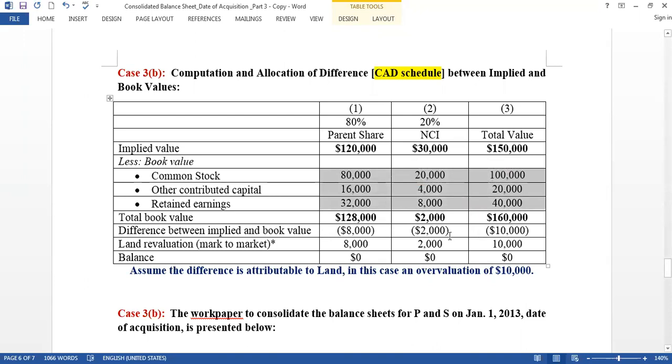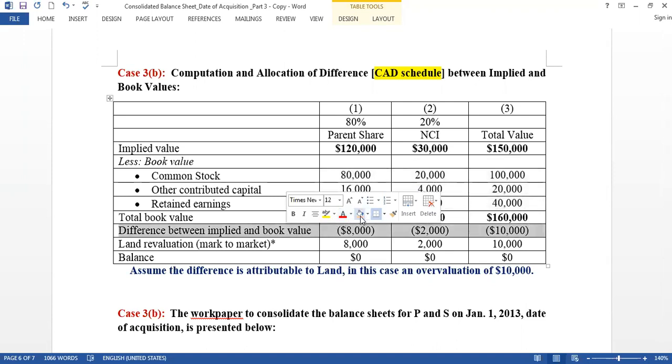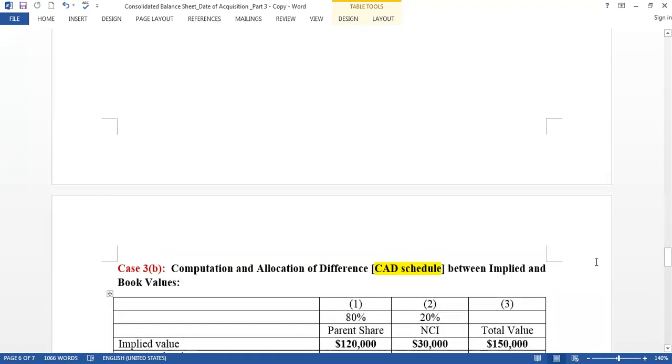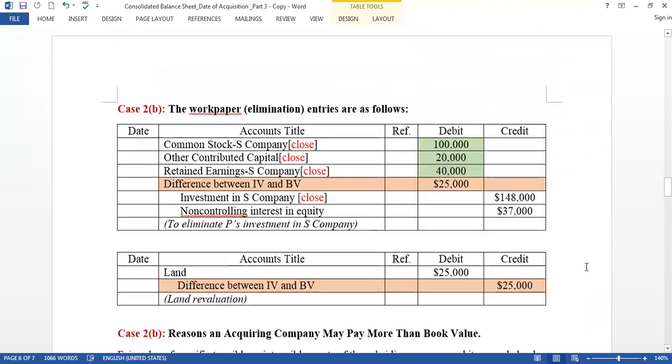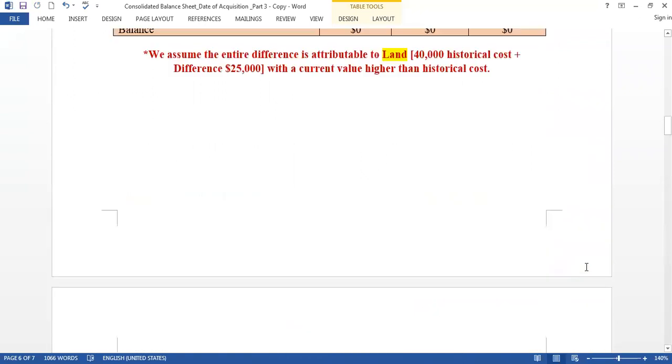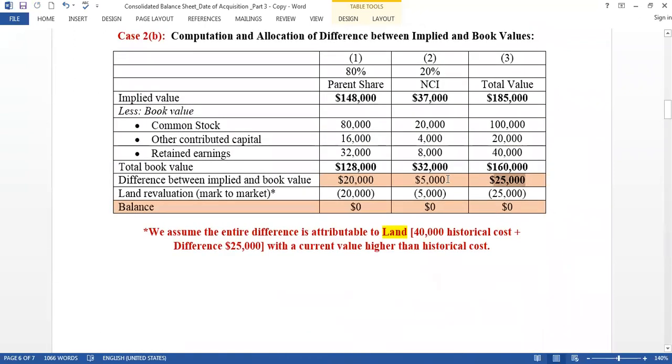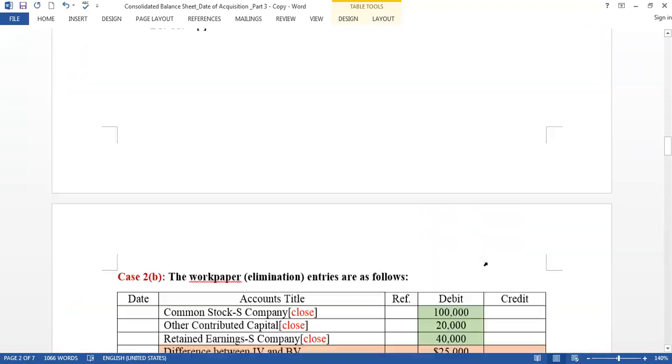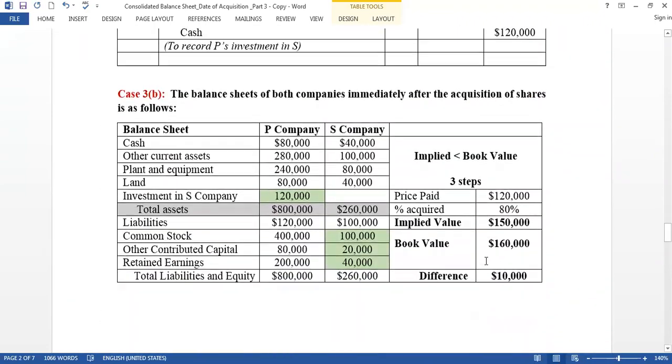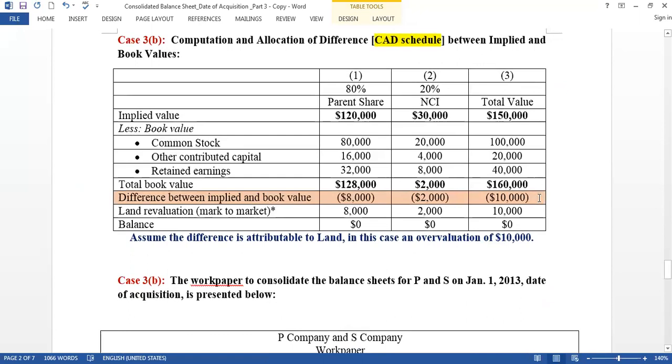Then here you can see that the difference is negative. Previous question, the difference was positive. I go back to the previous question. Previous question, the difference was positive, right? Now new question, the difference is negative.